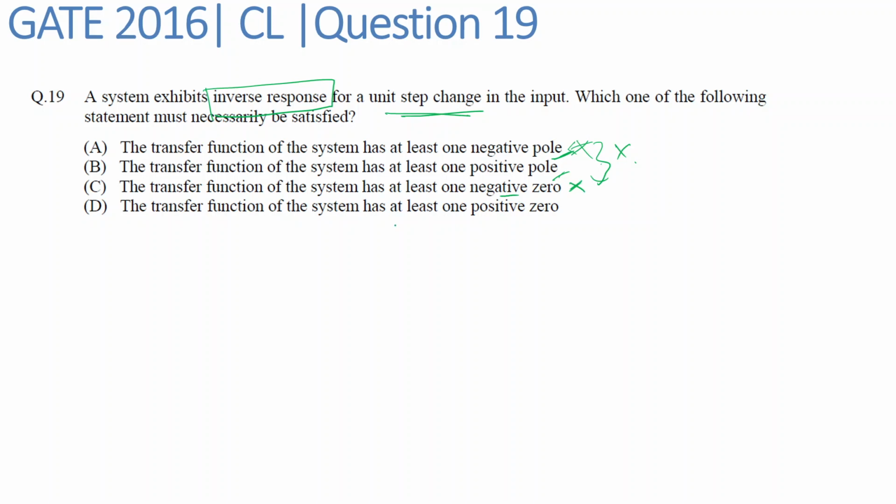And the fourth option states that the transfer function of the system has at least one positive zero. So this option D is the correct option. Since we studied that for an inverse response, the transfer function must have at least one positive zero. So the correct option was option D.